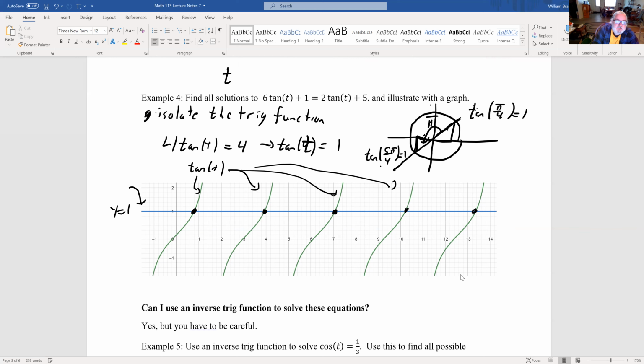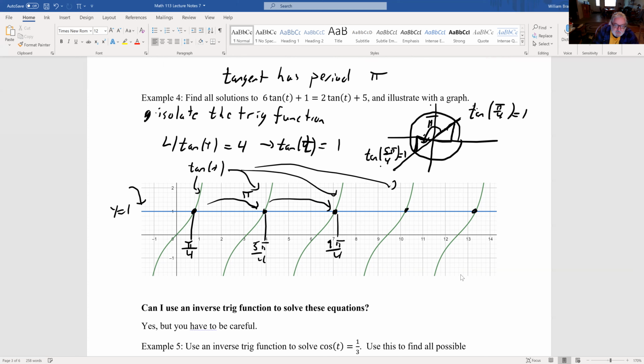So tangent has period pi. And so this is pi over 4. If we add pi to that, we get 5 pi over 4. If we add another pi to that, we get 9 pi over 4, etc. So what are all the possible angles? Pi over 4 plus n pi, where n is any integer.